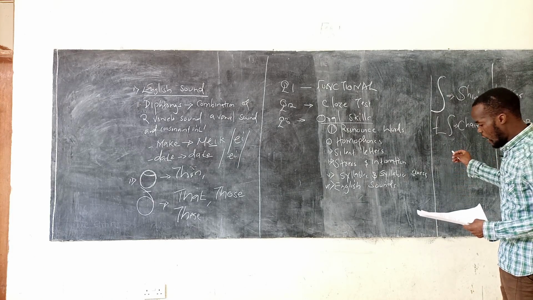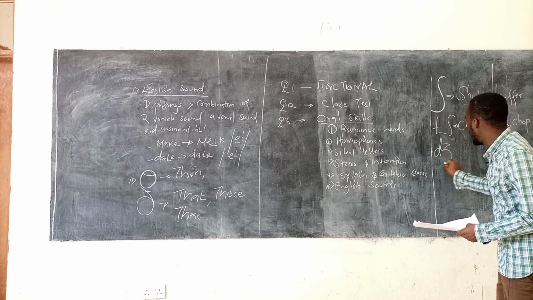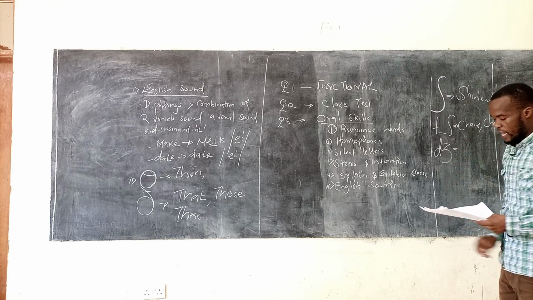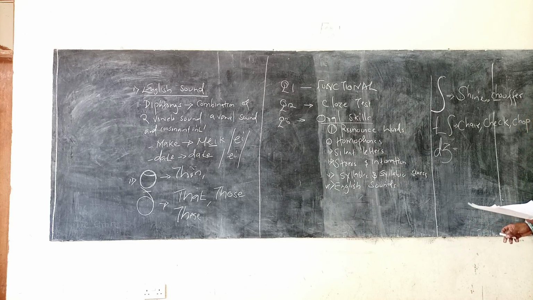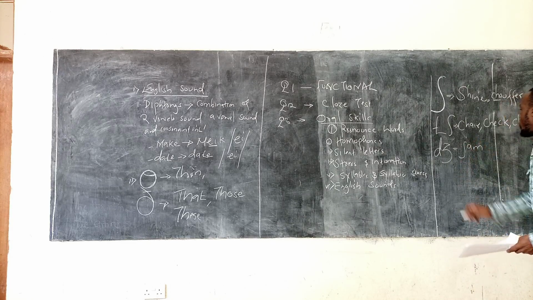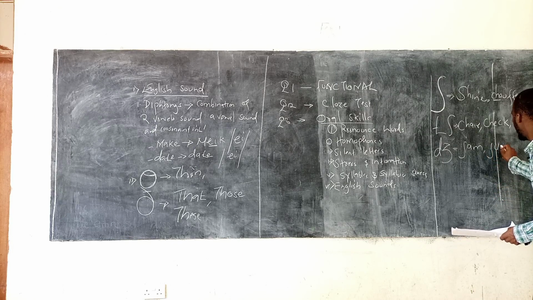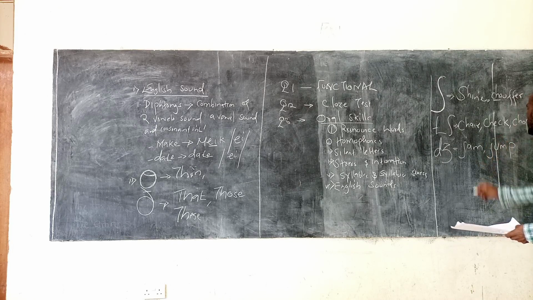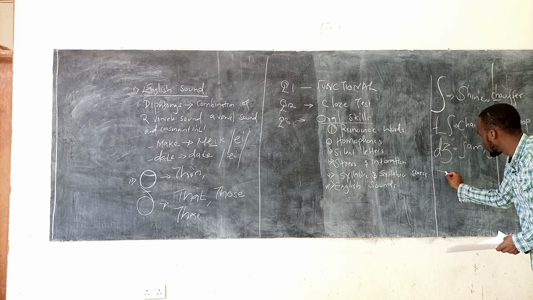We also have another sound which looks like this, a D and then a Z. Such a sound is found in words like jam and jump, etc. All that sort.